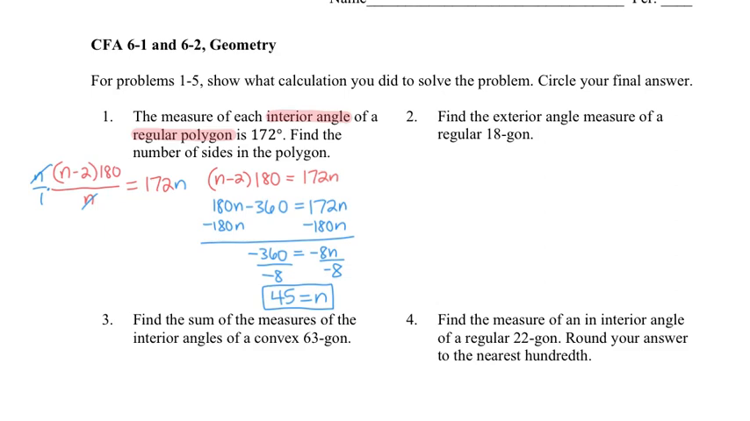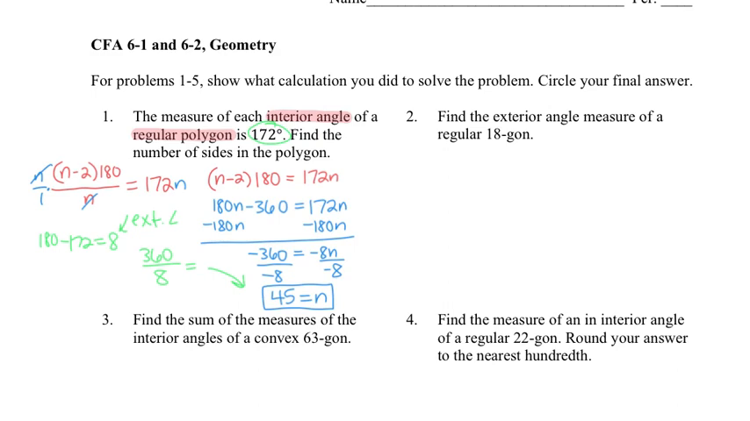Okay, so the other way you can do this is after we learned about exterior angles. If the interior angle is 172, then what would the exterior angle be? Well, remember they're supplementary, so you do 180 minus 172 is 8. So that means each exterior angle is 8 degrees. And we know that the sum of all exterior angles is always 360. So you could just do 360 divided by 8, which again gives us 45. So that is a second way you can do it, and I don't care which way you do it. All right, let's move on to the next one.